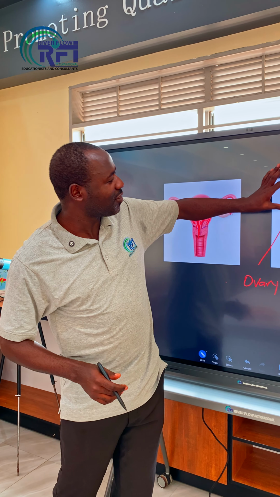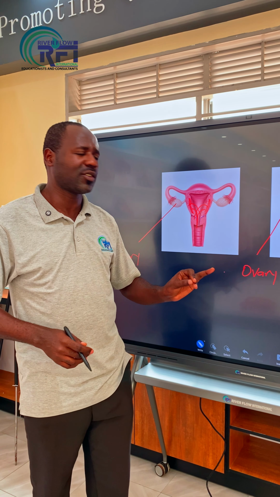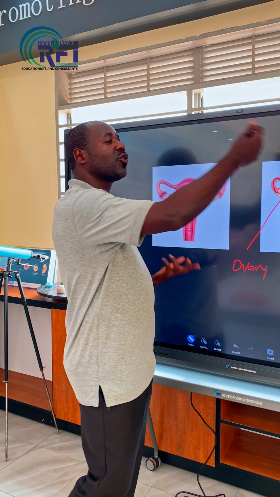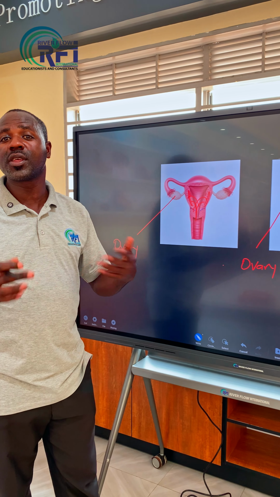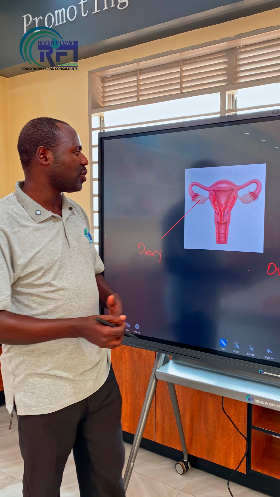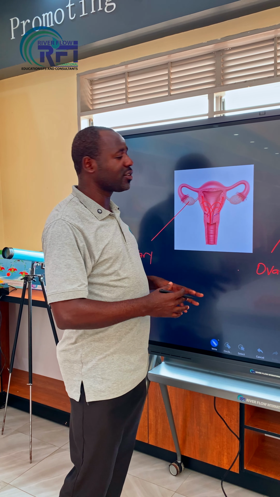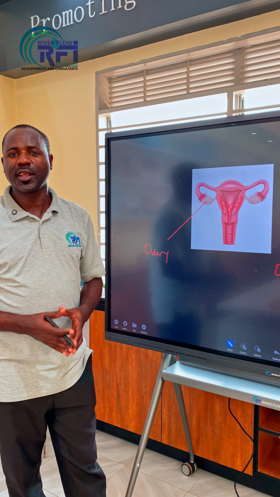No, this egg is very, very small. It cannot produce that blood that can last for 2, 3, 4 days when a woman is in the menstruation period. That's how the menstruation period happens in the female reproductive system.